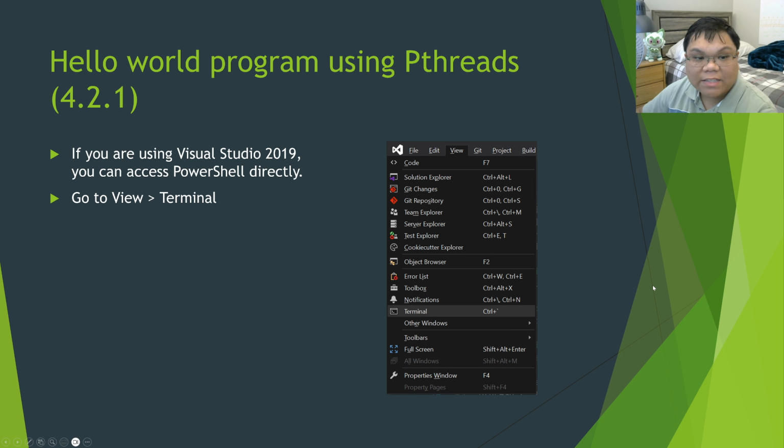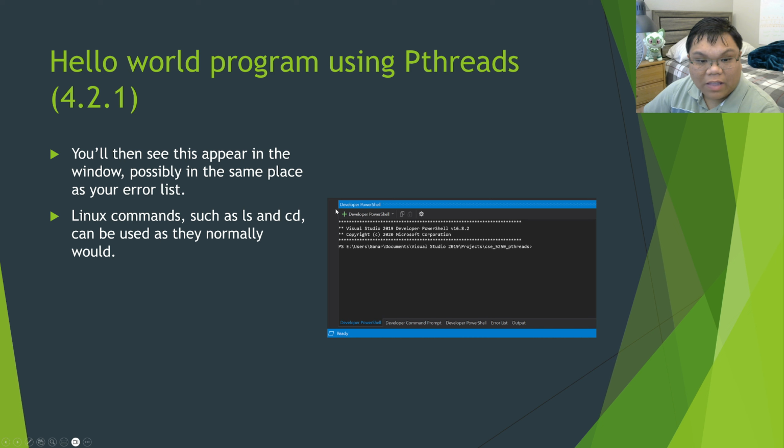So if you have access to, say, Visual Studio 2019 or Visual Studio 2022, go to View, click on Terminal. You'll get a developer PowerShell in the same place as you would see your error list. You can use all the Linux commands as we normally would.